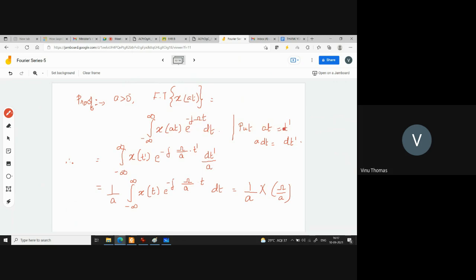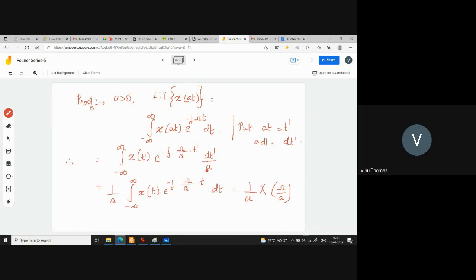So let me put at is equal to t dash. So a dt is equal to dt dash. When t takes value -∞, t dash will be -∞. And when t is +∞, t dash is equal to +∞, because a is positive. So in terms of t dash, I can write this integral as integral -∞ to +∞, x of t dash e raised to -j omega by a t dash dt dash by a.